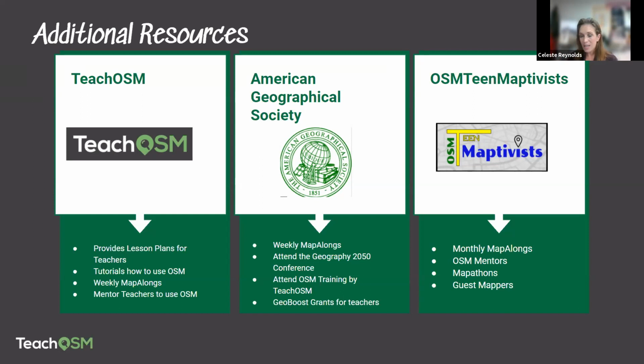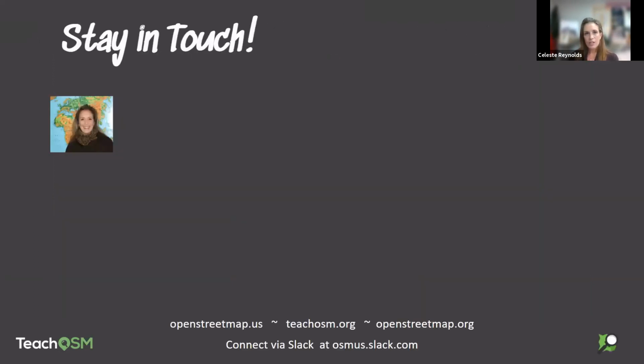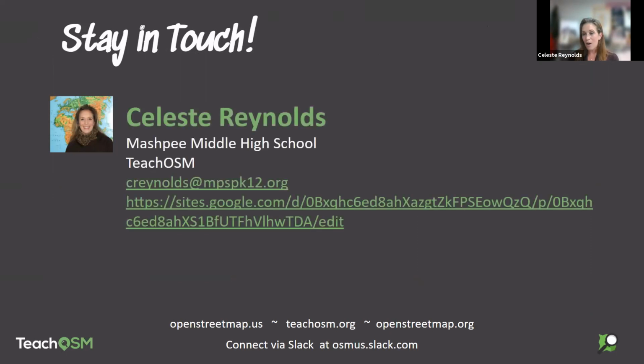American Geographical Society is on board, and they will support you if you think you need money. They have GeoBoost. They're giving away grants of $200 up to $500 for teachers who want to do this and feel like they need an incentive, like pizzas or whatever, if you're having it after school. They're willing to help and support teachers. And then there's Team Maptivists as well. So that's kind of all I wanted to focus on.